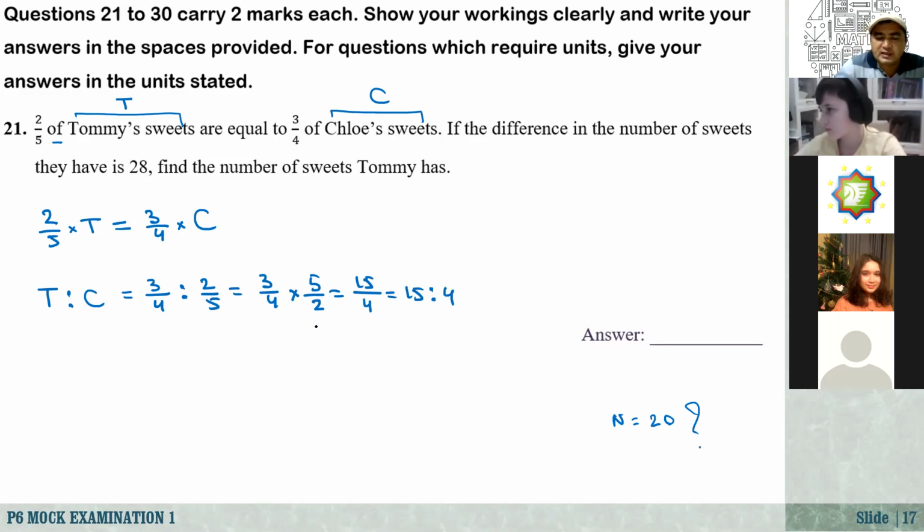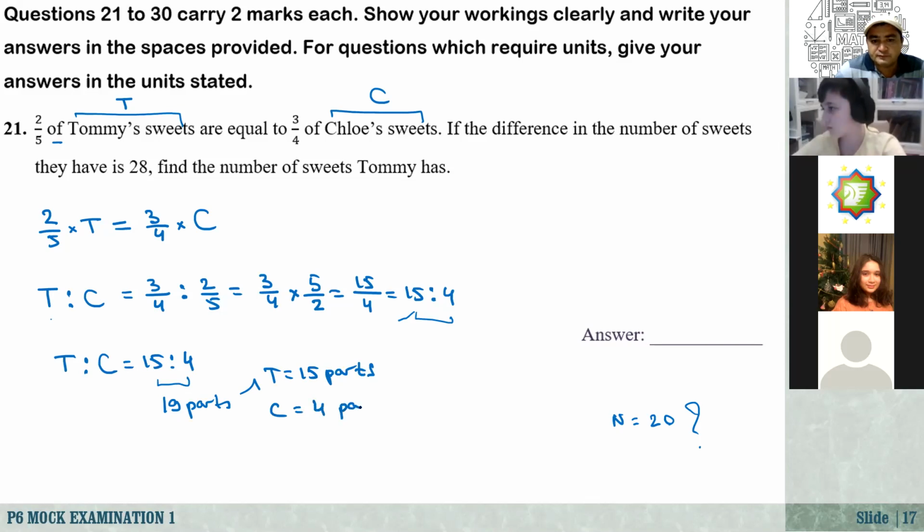So that means if we are talking about 19 units, and 15 units actually belong to Tommy. Let me rewrite here. The ratio of the number of sweets of Tommy to Chloe's sweets is equal to 15/4. What does it mean? It means that altogether we have 19 parts, and Tommy has 15 parts. And how about Chloe? Chloe has 4 parts, right?